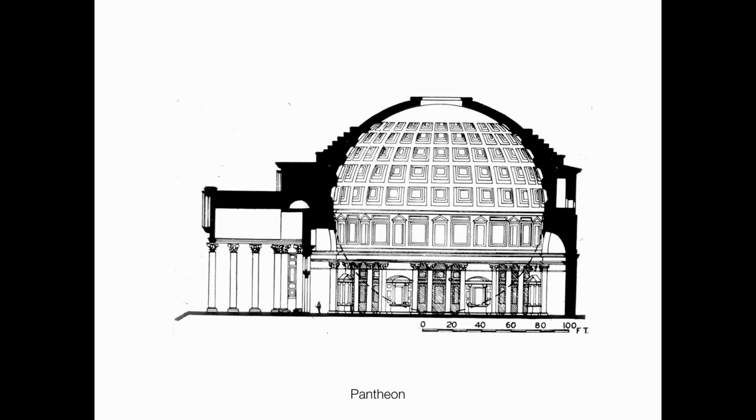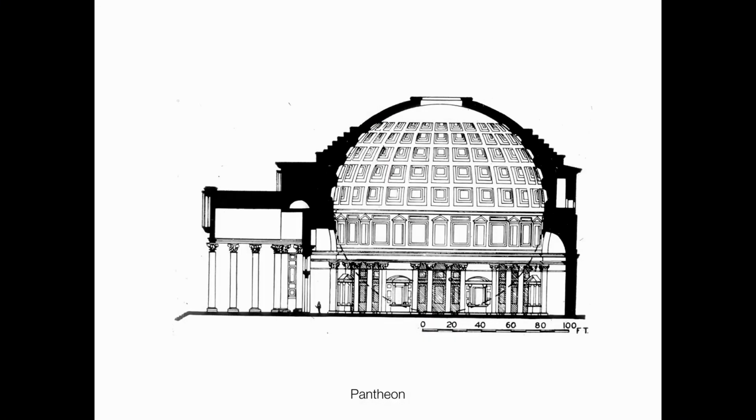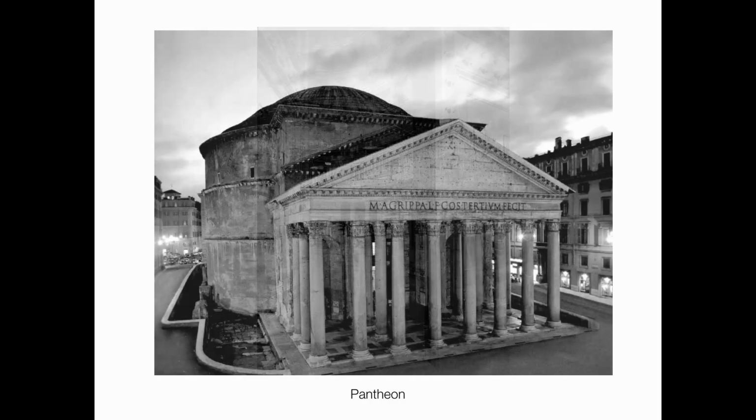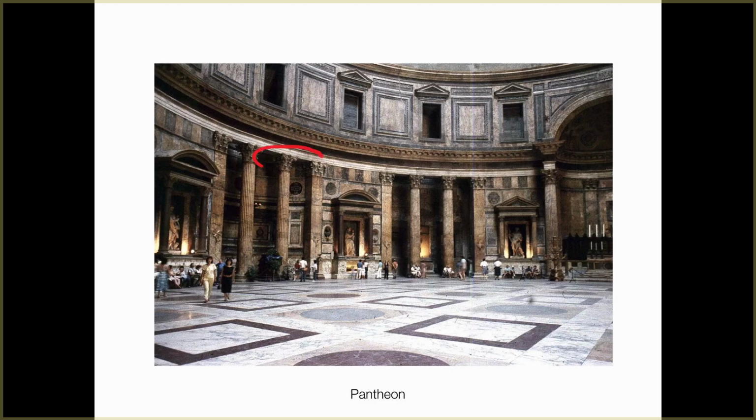So here in the section view, notice the tops of the columns are right here, right? Right there. In that photograph view, there's the tops of the columns. This was nowhere even close to halfway up. It's about a quarter of the way up in terms of size. So this is just so much larger than the spaces we have here that we're used to seeing.